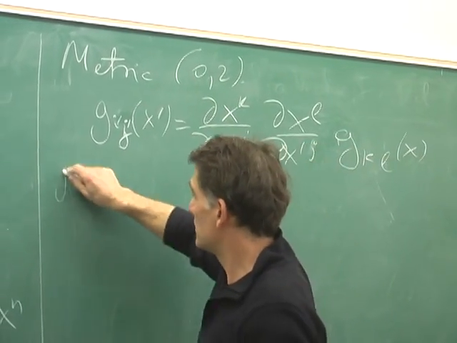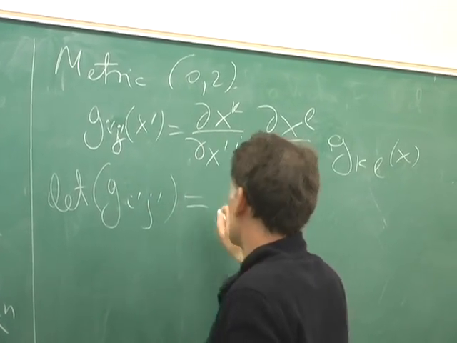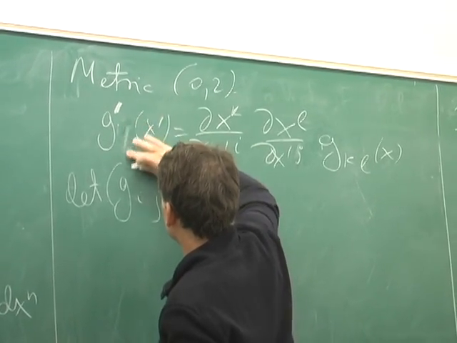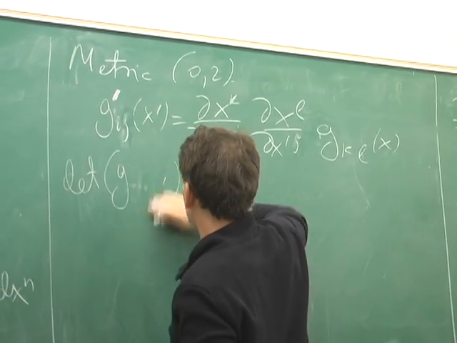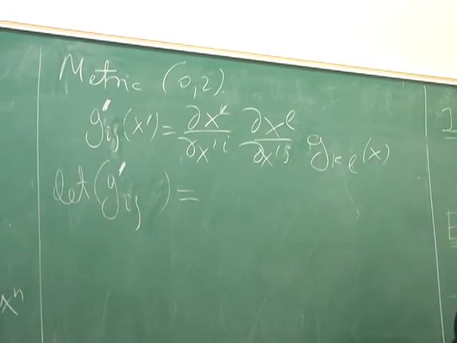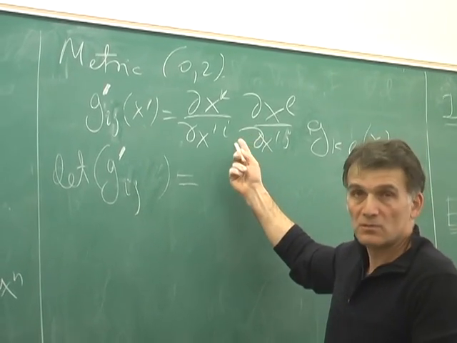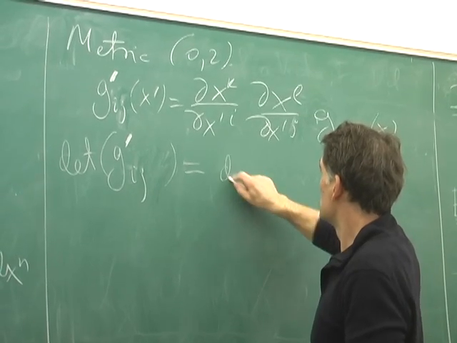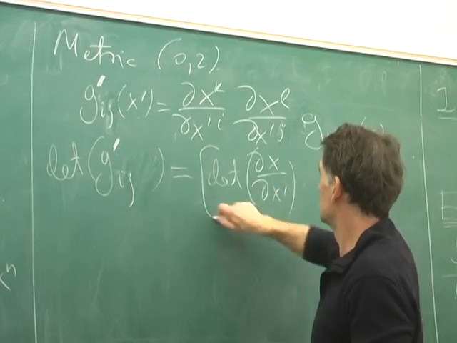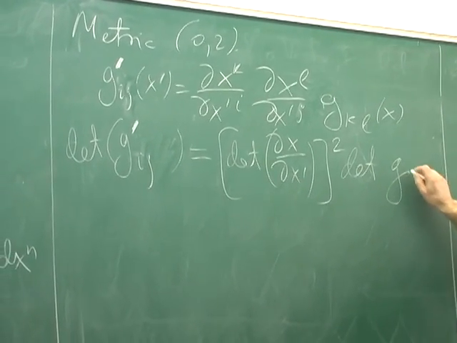And so if you take the determinant of that, well, let me put prime here. g'_ij. So prime means it's a tensor in the new coordinate system. Then you get the determinant of this matrix squared because there are two of them. So you get the determinant of dx by dx prime squared, and then the determinant of g.